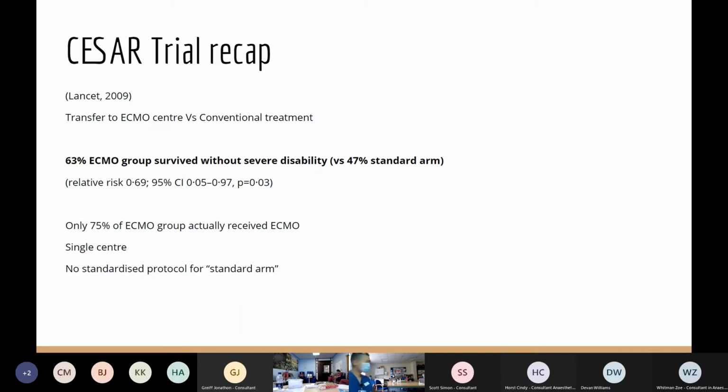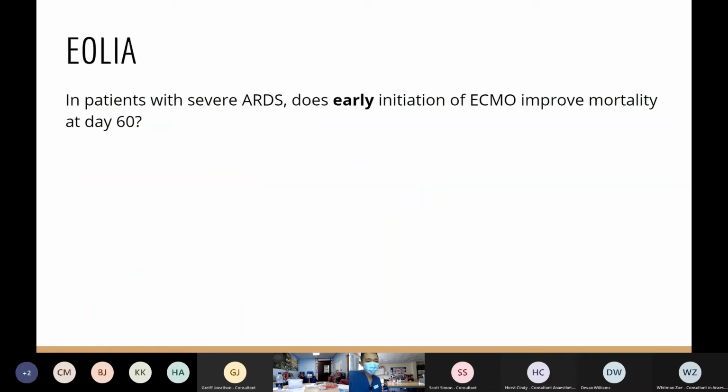But there were multiple criticisms of this trial, in that if the patients were randomized into the ECMO group, only 75% of them actually received ECMO. It was essentially a single center trial where the patients are only transferred to Glenfield. And if they were randomized into the standard arm, there was no standardized protocol. So EOLIA is essentially, they wanted to rectify some of these criticisms of the CESAR trial.